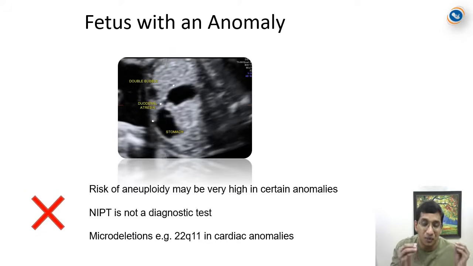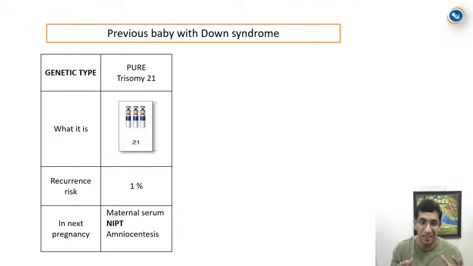So if there is a fetus with an abnormality, and you do want to do any sort of genetic testing, please go for invasive testing, like either a CVS if it is detected early, or an amniocentesis if it is detected in the second trimester. When you have a previous baby with Down syndrome, it can be of 3 types. So the first and most important thing that you do when you have an index child with Down syndrome is to karyotype the index child.